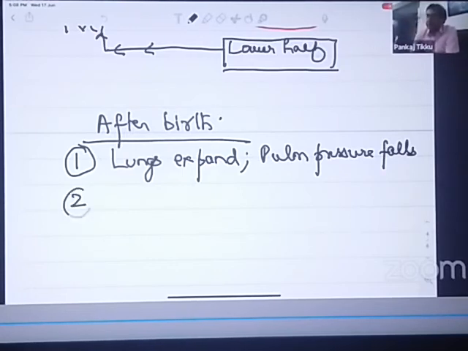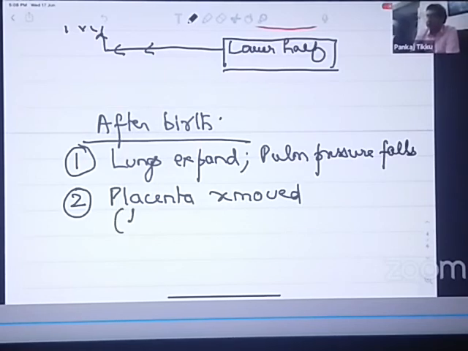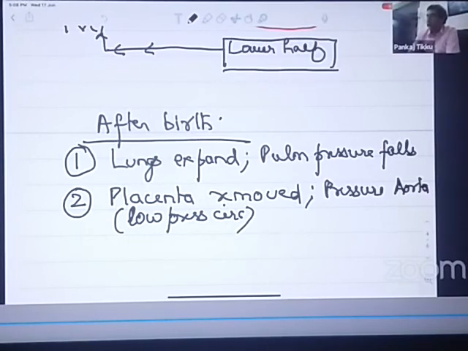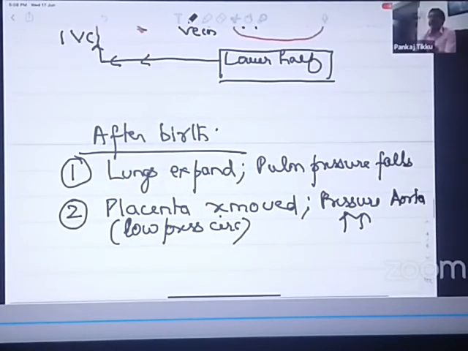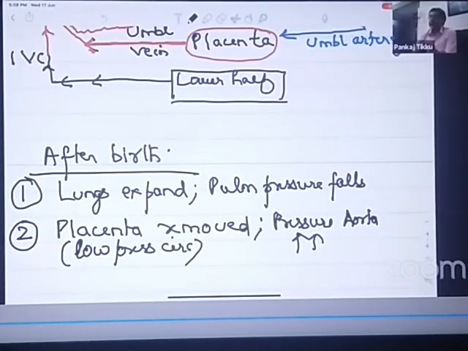The second thing that happens is the placenta is removed. The placenta is a low pressure circulation. So as soon as the placenta is removed, what will happen? The pressure in the aorta will start to increase. So the pressure on the left half of the body will start to increase, while because the lungs are expanding, the pressure on the right side, that is the pulmonary artery side, will start to decrease.